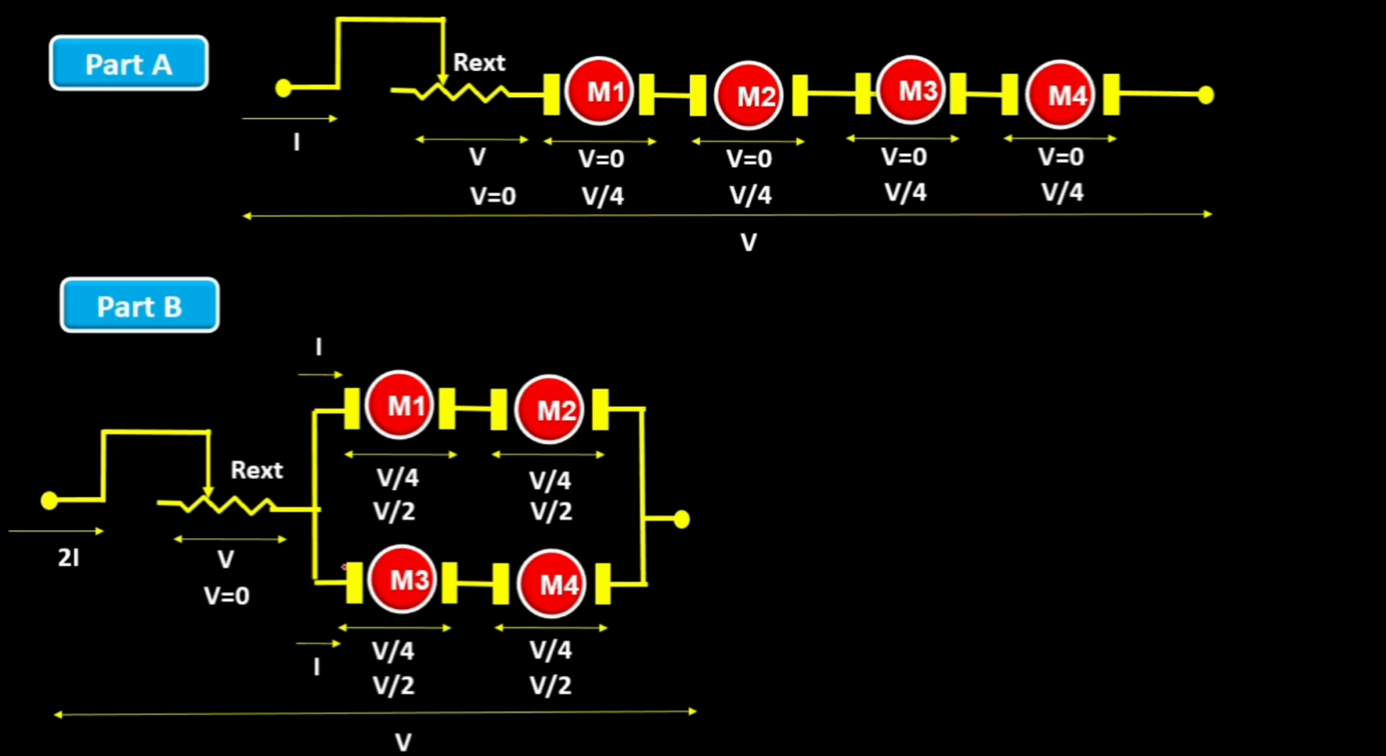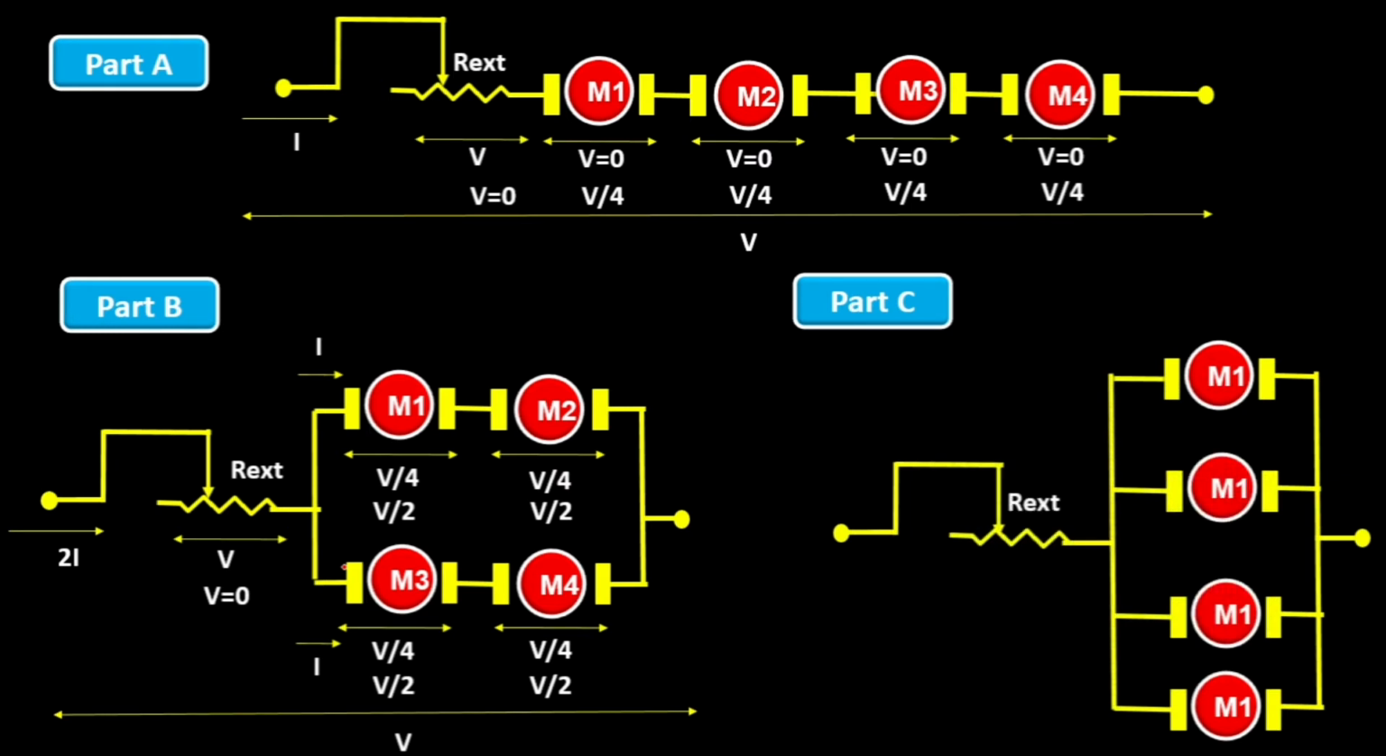Let us check out part C. In part C, all these motors are connected in parallel. Let us check. The current here will be 4I because there are 4 branches and the current needs to get distributed in these 4 branches.